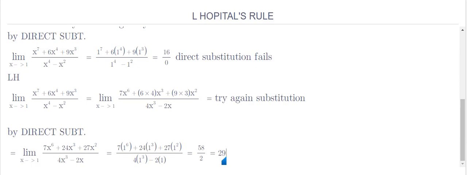As simple as such. So guys, feel free to ask any question on LH. Just differentiate numerator and denominator, retry again direct substitution. If it fails, continue again until you get a real answer. You cannot get infinity. The answer is supposed to be real.